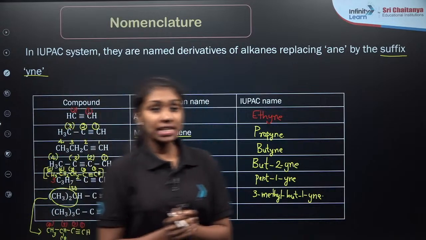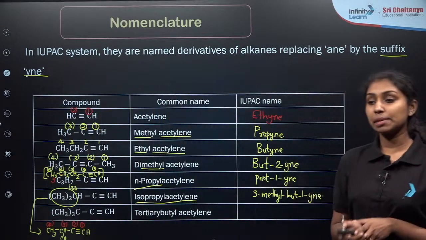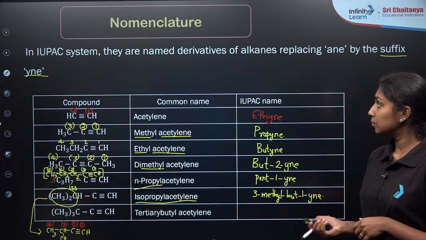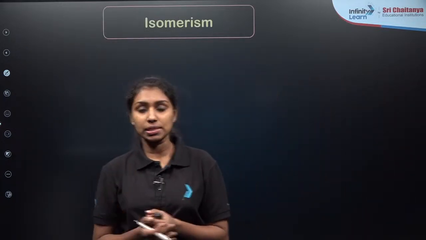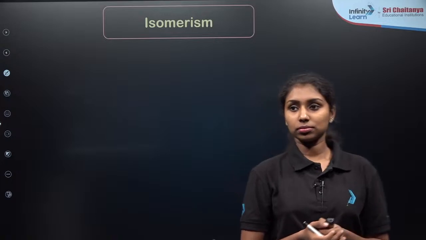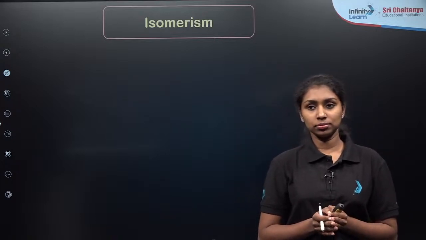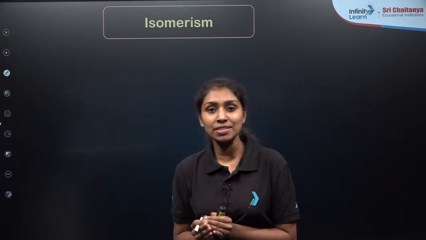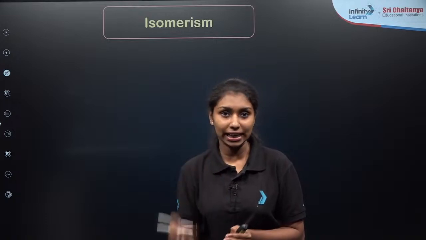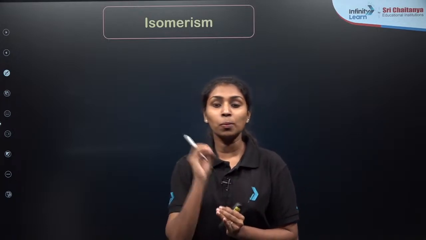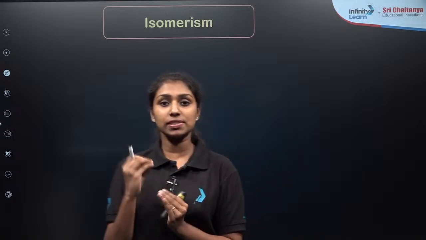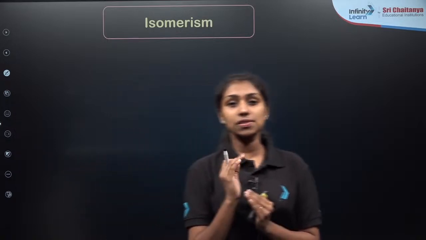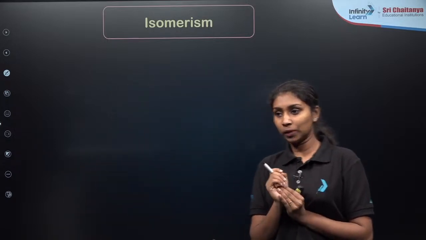Now let me move to the next topic from the alkynes part, that is isomerism. What do you mean by isomers or isomerism? This particular topic we have already covered in the alkanes and alkenes part, right? Isomers are the compounds which have the same molecular formula but have different structures. Different structures, positions, or something else is known as isomerism.